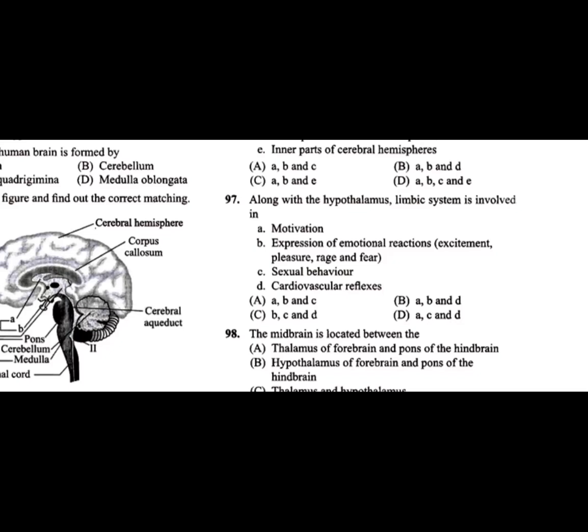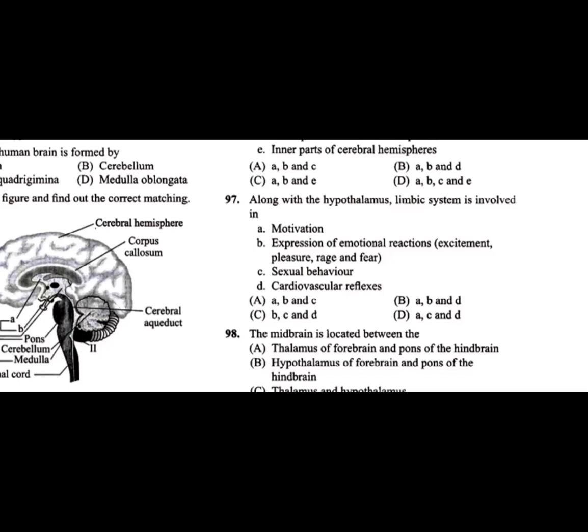Cardiovascular reflexes, which they have given in 97D, is the medulla oblongata, whereas some areas connect with the cardiovascular reflexes. So 97, along with the hypothalamus, the limbic system is involved in motivation, expression of emotional reactions, sexual behavior. That is, ABC is the answer. That is question number 97. A is the answer, students.